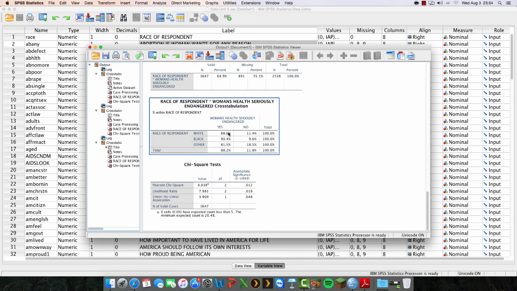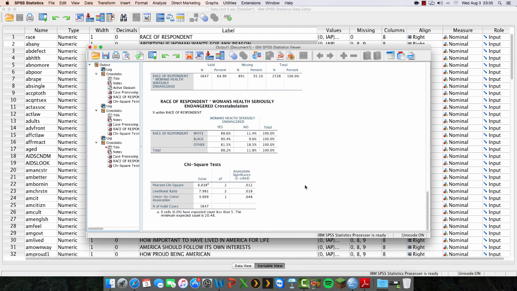So what do we see here? We see white folks at 88.6% saying yes and 11.4% saying no. We see black folks at 90.4% saying yes, if a woman's health is seriously endangered, she should be able to have an abortion, and 9.6% saying no. And in the other group, that catch-all group, 81.5% saying yes, but 18.5% saying no. So there seems to be some more noticeable variation between the groups.